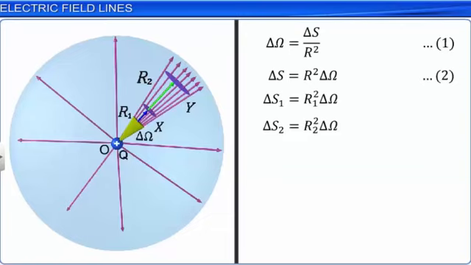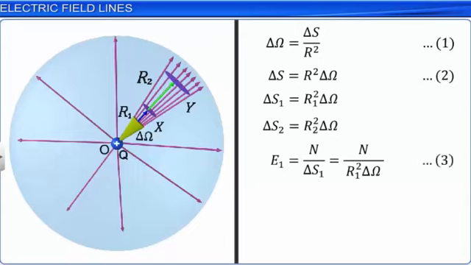The number of field lines, say n, passing normal to delta S1 and delta S2 is also the same. The number of field lines passing normal to a unit area is equal to the electric field strength E. Therefore, the electric field strength E1 at x will be equal to number of field lines per unit area at x, which is equal to n by delta S1 or n by r1 square into delta omega, using the value of delta S1. Let this be equation 3.